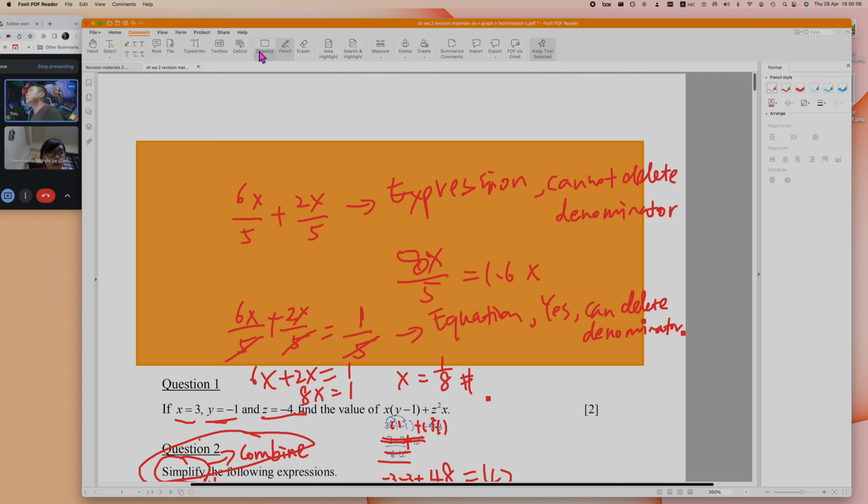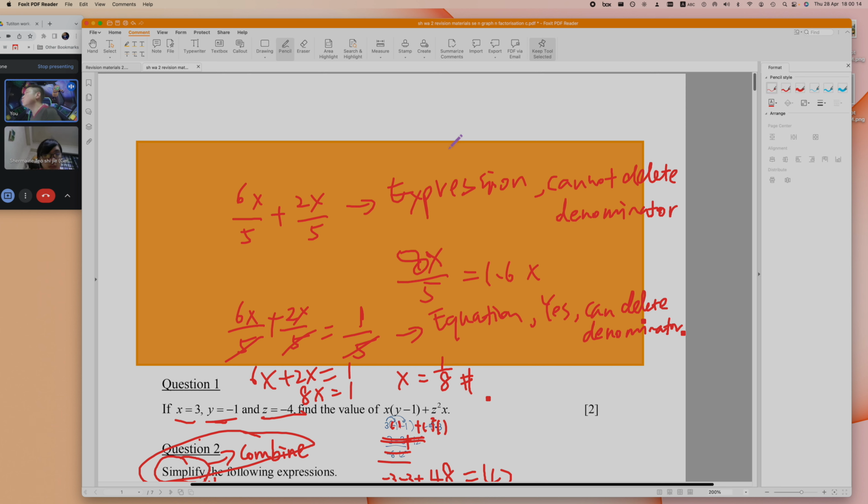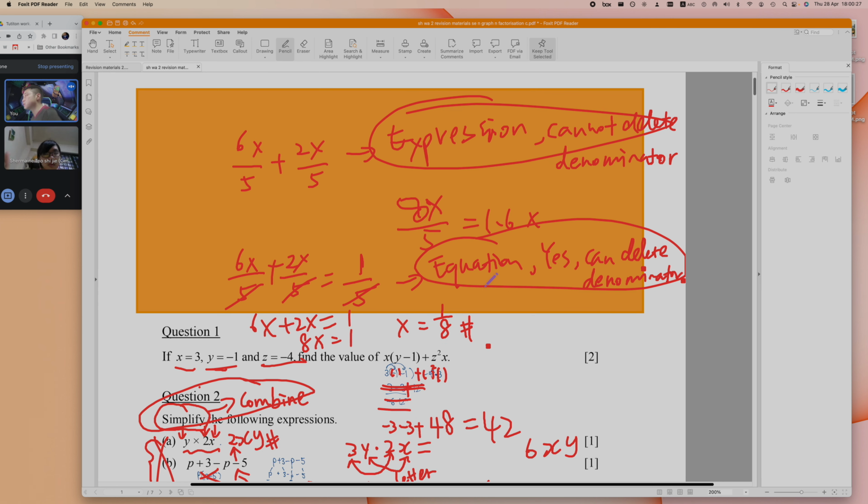Okay, so basically you need to be very good with this one. When can you delete, when can you not delete? Expression cannot delete, equation can delete throughout. Are you clear? Throughout. Okay, so later you will see an example.